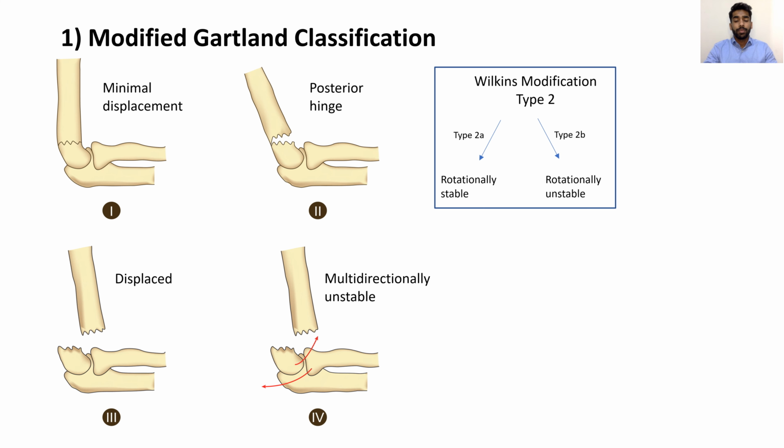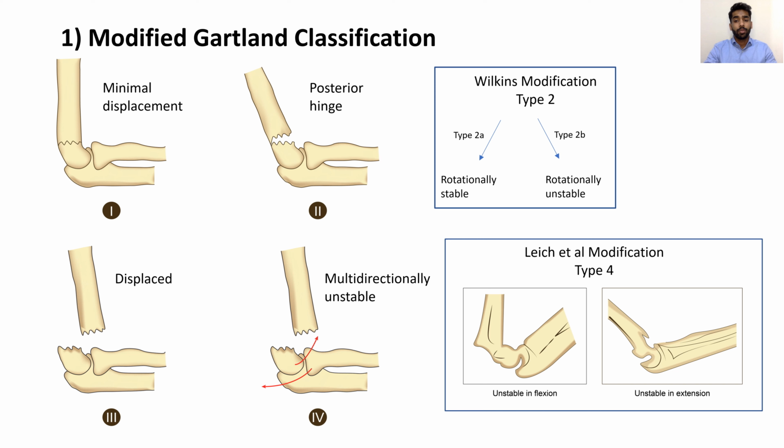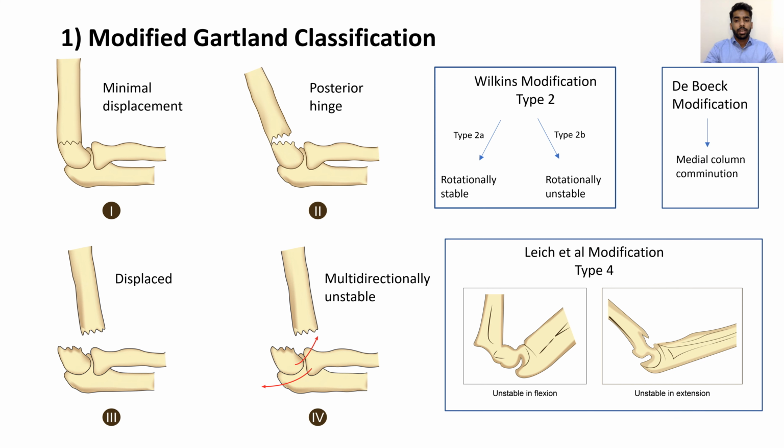Type 4 modification of Leitch et al. comprises a multidirectionally unstable fracture diagnosed intraoperatively. It is unstable in flexion, extension, and rotation due to absence of the posterior cortical hinge. Rigault et al., in his article, has also mentioned a subtype of supracondylar humeral fractures with medial column comminution.